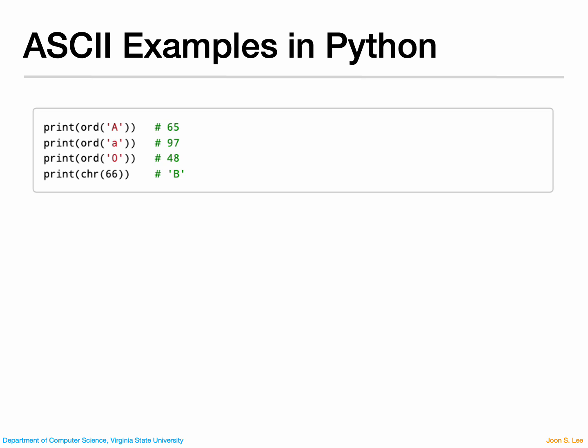Now here's the important connection. ASCII is actually a subset of Unicode. Unicode was designed to be backwards compatible with ASCII. That means the first 128 code points in Unicode are exactly the same as the ASCII table.